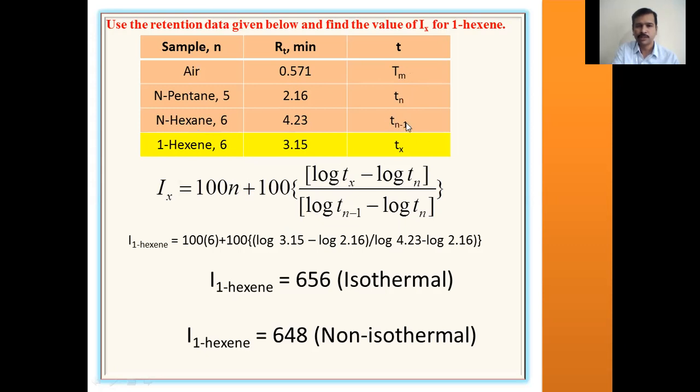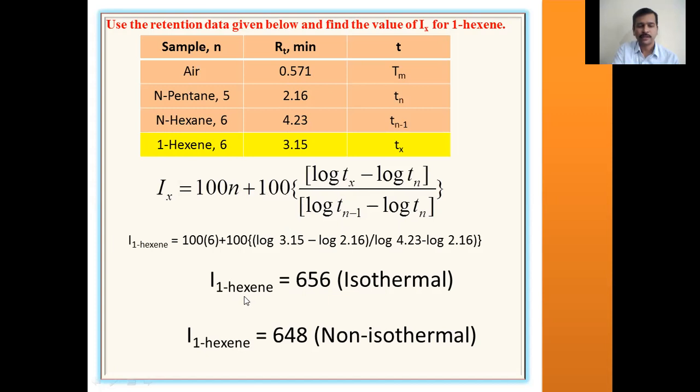Tn+1 means the compound eluted after the unknown compound. Tn is the retention time for the solute eluted before the unknown compound. So 2.16 is less than 3.15. So this solute is going to be eluted first before the unknown. And 4.23 is greater than 3.15. Therefore, this solute is going to be eluted after the unknown. You just substitute. You know Tn, Tn+1 and Tx. Under isothermal condition, you can calculate.